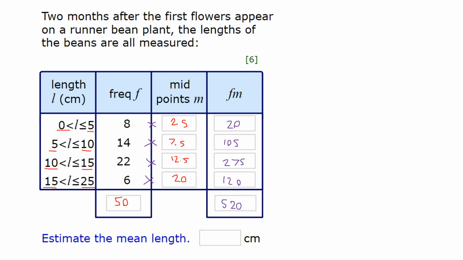So what's the average mean going to be? The average mean is going to be 520 divided by 50. And if we plug that into our calculators, we should get an answer of 10.4 centimeters per runner bean.